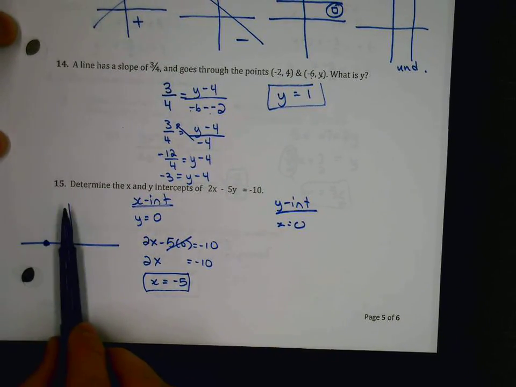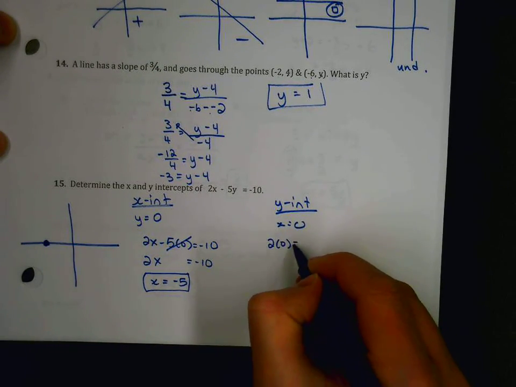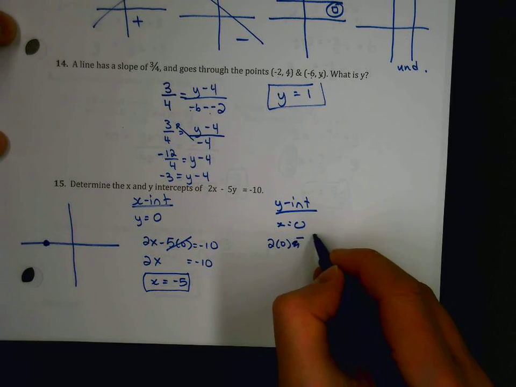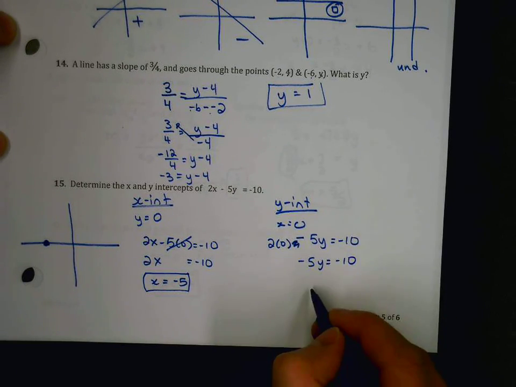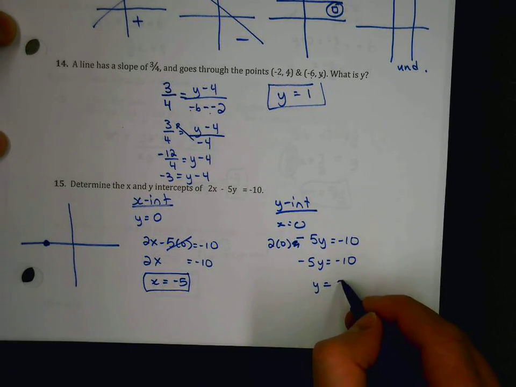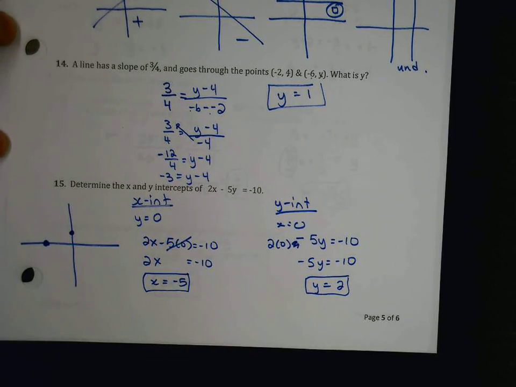For our y-intercept, we want to say x is 0, because then we haven't moved left or right any, and that's when we're on the y-axis. So 2 times 0 minus 5 times y is negative 10. 0 subtract 5y is negative 10. Divide both sides by negative 5, and you get a positive 2 as your y-intercept.